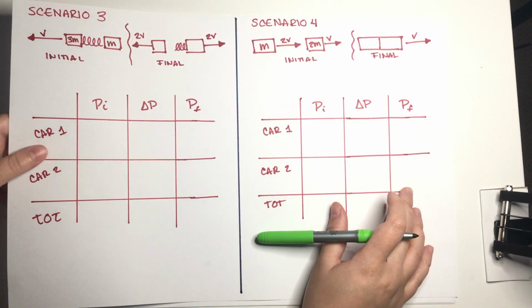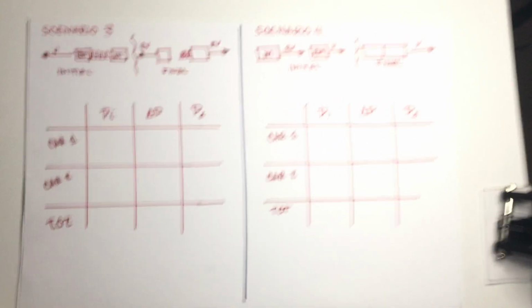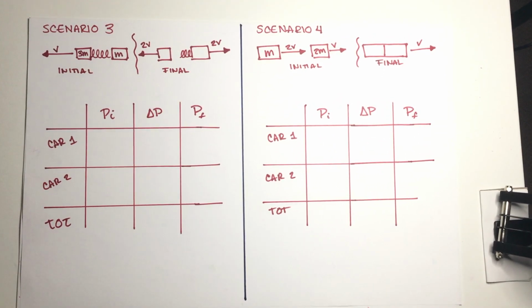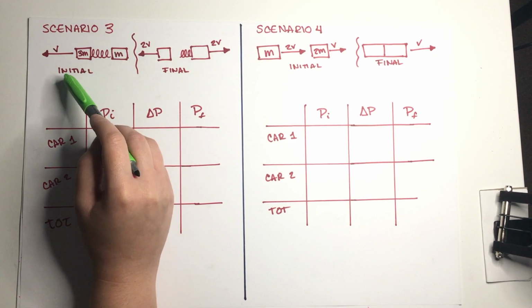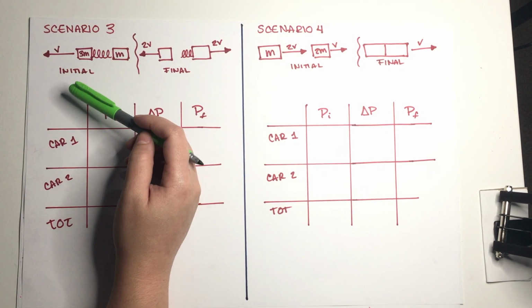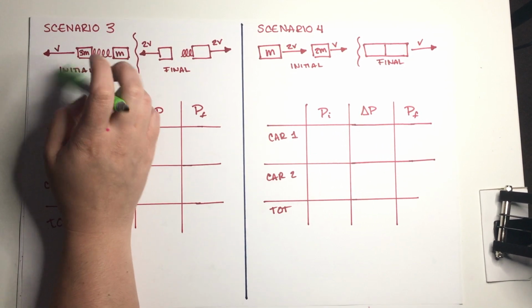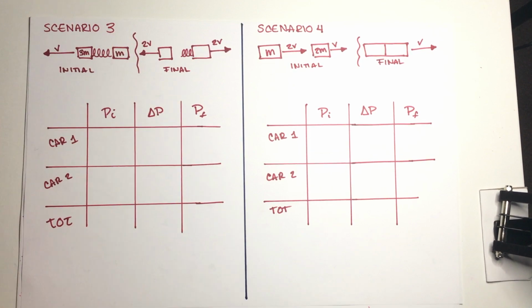There I go. So this is scenario number 3, and the problem statement reads as follows. Two carts that are initially attached by a spring and moving together get separated. So they're moving together at a velocity v, and then they basically get separated. So let's see what happens over here.